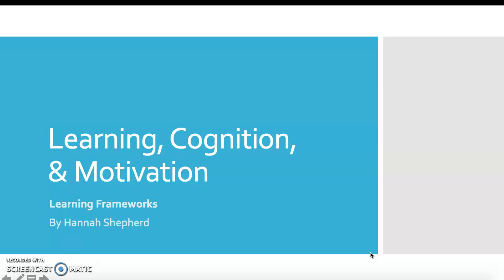I'm in Learning Frameworks this semester, and this is a presentation over learning, cognition, and motivation. So first we're just going to start out with defining each of these terms and talking about some examples.